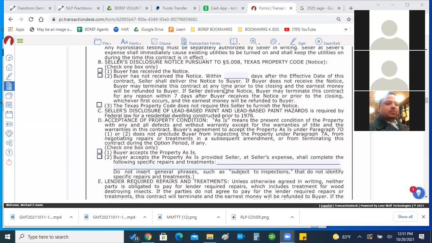The only time the Texas Property Code does not require the seller to furnish the seller's disclosure is if it's an auction property or if it's a foreclosure. So it's only under a few circumstances.